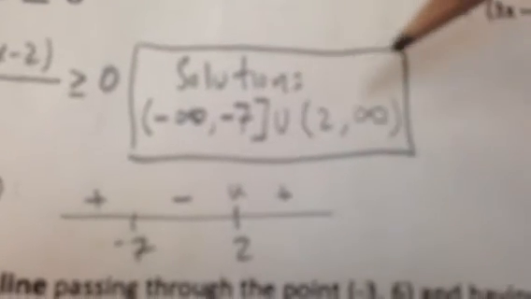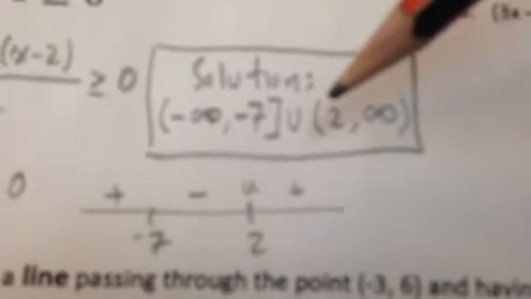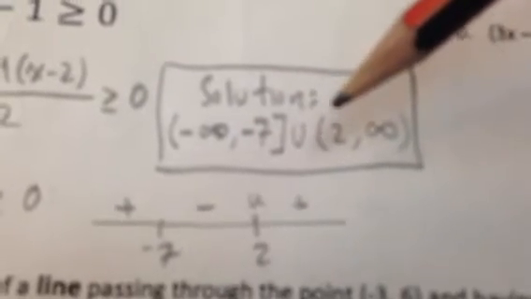So there's my solution: from negative infinity to negative 7, union 2 to infinity. And pay attention to the notation there. I include the negative 7, but not the positive 2. Okay, next problem. Much simpler.